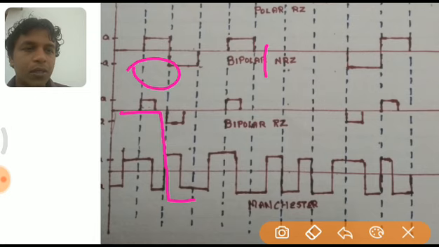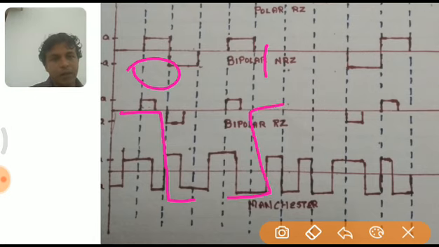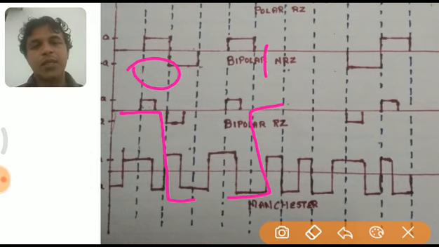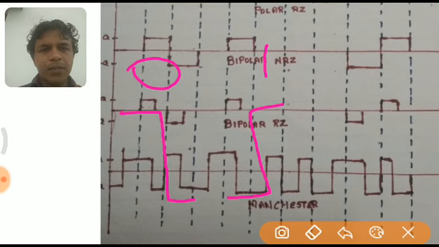Similarly, 1 can be represented as minus a volt for half of the bit duration and plus a volt for the second half of the bit duration. So this is the thing. Manchester can be represented in any form. Either it can be represented in direct form or as an inverted form.